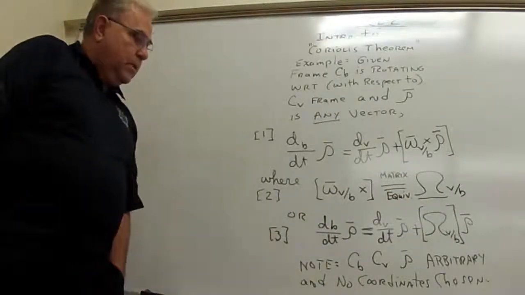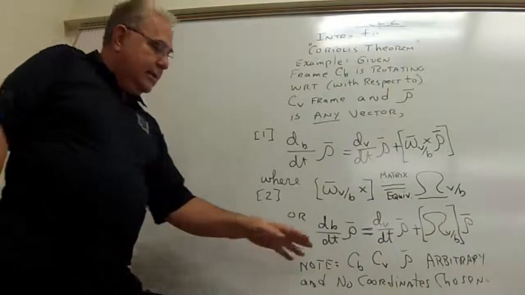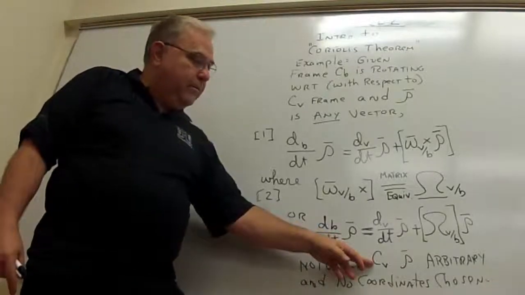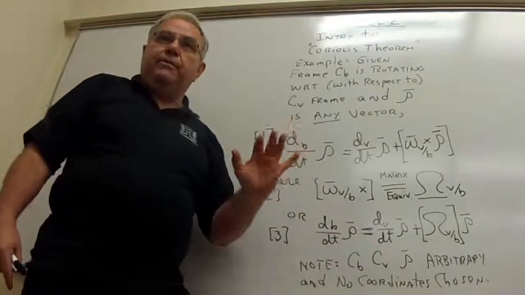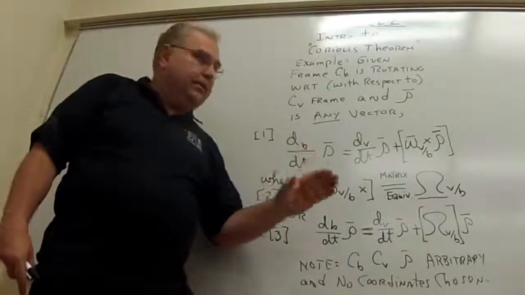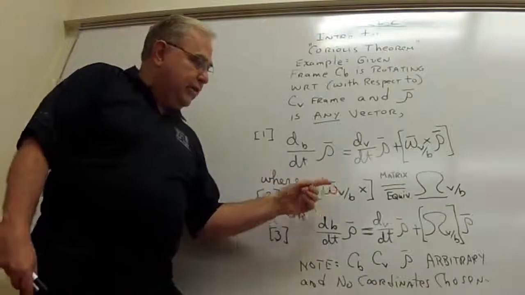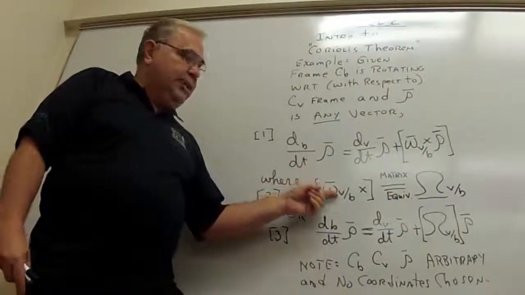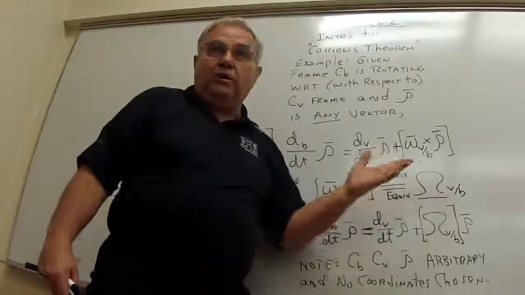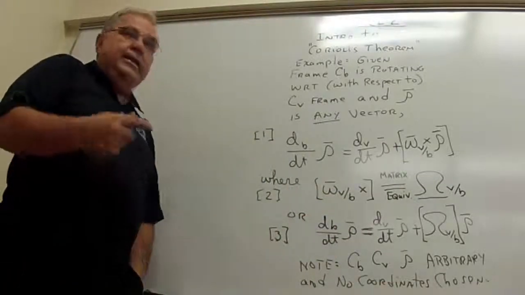times rho. And I wanted to emphasize that the B frame and the V frame and the rho vector are totally arbitrary. I can put any frame I want in there. Of course, if I change V, I have to change it everywhere. If I put, for example, little e in here, then I have to put little e wherever the V was. But any letter can go in there.